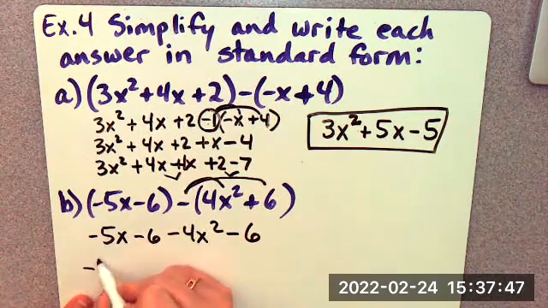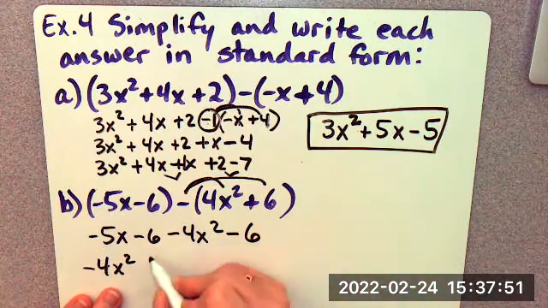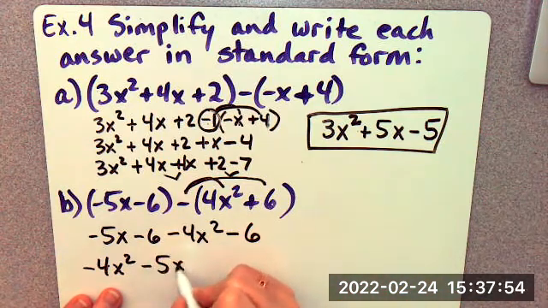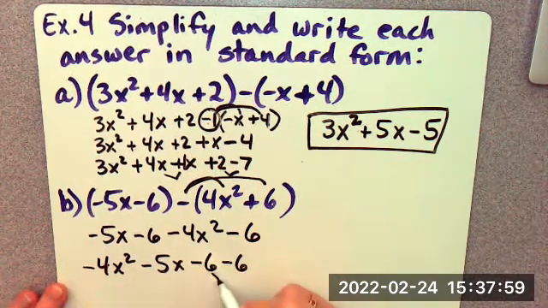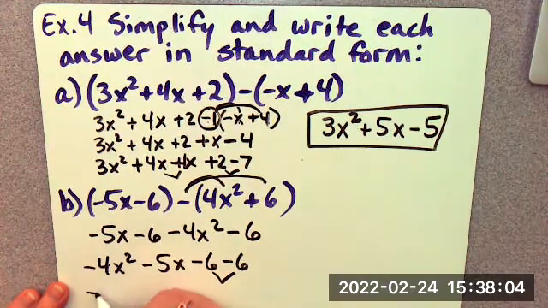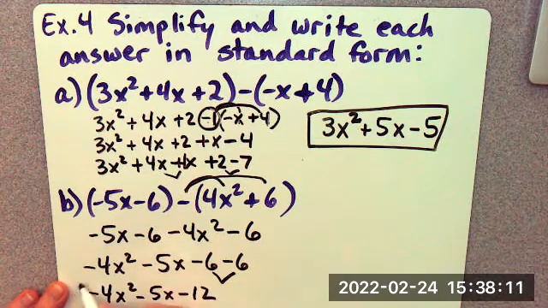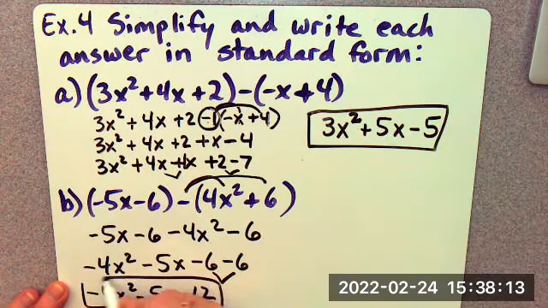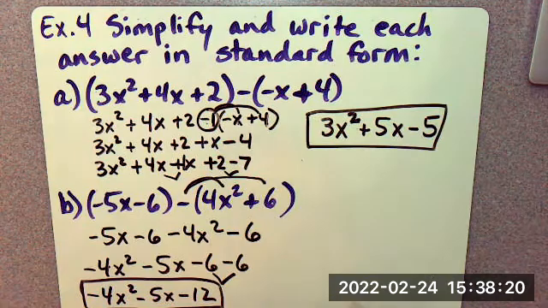So I rearrange this, negative 4x squared. I have no other x squared terms. I have minus 5x. I have a minus 6 and a minus 6. So I can combine the two constants for my final equation and get negative 4x squared minus 5x and then minus 12. And that's how we do it when we're subtracting polynomials.